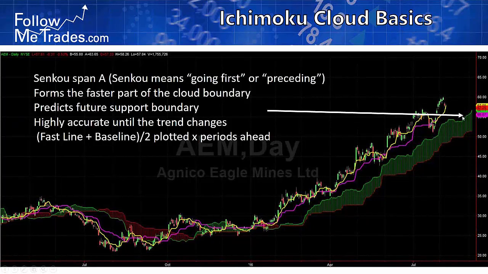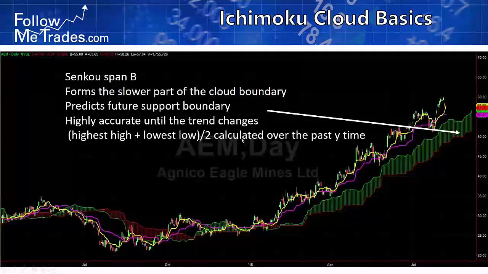So Senkou span A is this green line. It's the faster portion, right? And the formula is the fast line, Tenkan, plus the baseline divided by 2, and it's plotted ahead. This is what's interesting about the Ichimoku Cloud: it's plotted ahead. So it's predicting, however many bars in the future you've set, where the support and resistance are going to be. Lots of indicators give you a beautiful picture of what's already happened in the past, but they're all lagging in nature. Ichimoku Cloud predicts into the future where support and resistance are going to be. That's really useful, I think.